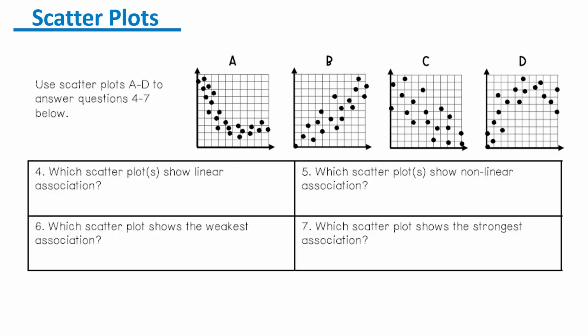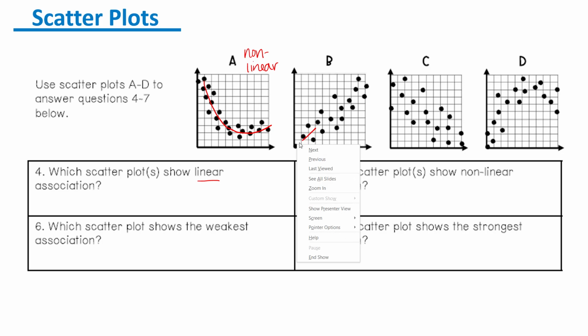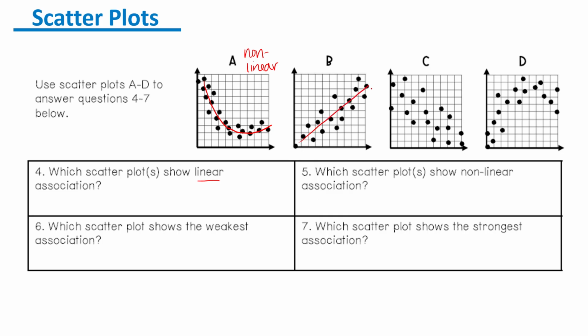All right, so let's use everything we know about associations to answer these questions. Here are our 4 graphs, and number 4 says, which scatter plots show linear association? So I'm looking for which graph would follow the pattern of a straight line. I'm going to go through each one. I'm thinking A, if I follow these points, there's a curve to this graph, so I'm going to say this one is nonlinear. B, if I follow my points, that one I would say is linear. I can draw a straight line and it goes in the same direction as all the points.